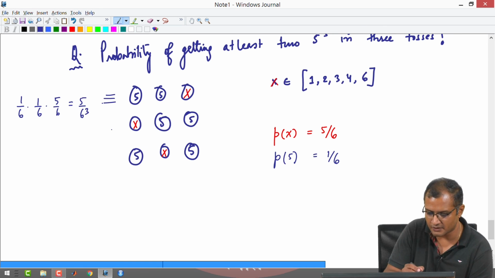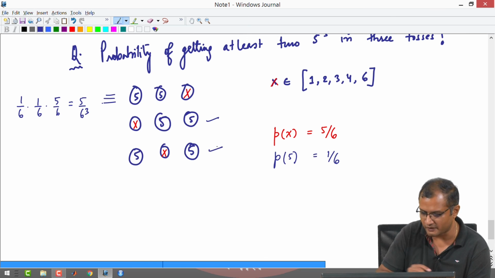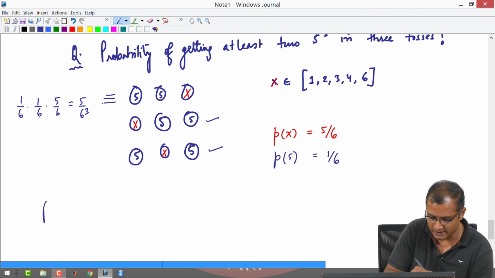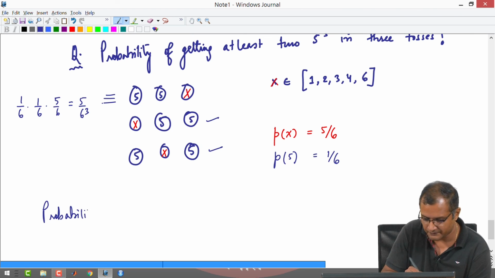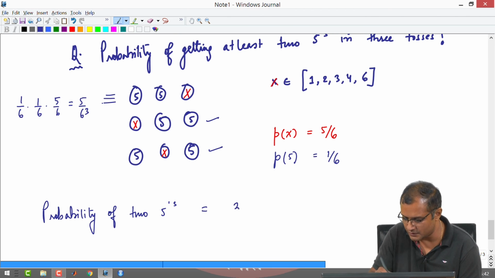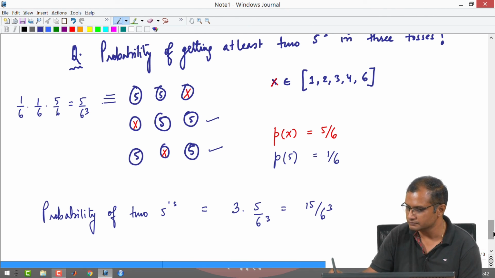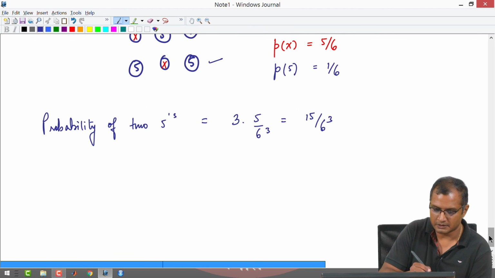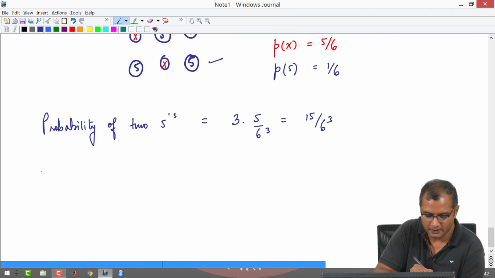Now, there are 3 such ways in which it is possible. You have one more way here and one more way here. So, the total probability of getting 2 5s in 3 tosses is basically 3 into 5 by 6 cube, which is 15 by 6 cube. That is the answer to the problem.